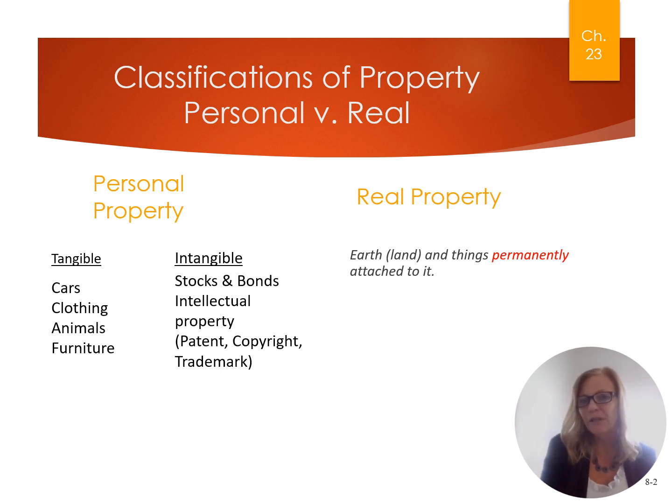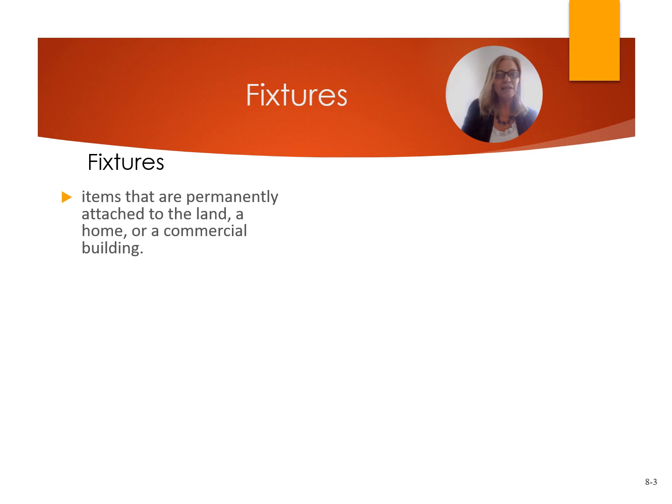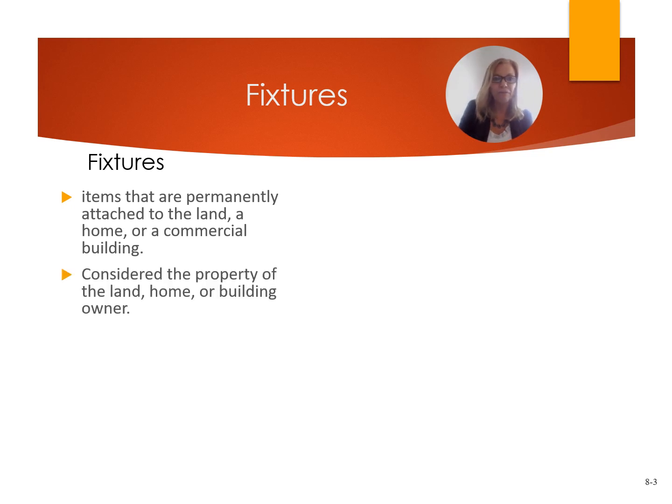So it's a little bit different than real estate because real property actually encompasses the trees and anything permanently attached to the land. We also have fixtures, and fixtures are basically items permanently attached to the land, a home or building, and they once were personal property, but they became so affixed that they become part of the real property. And they are considered the property of the land, home, or building. And I shouldn't say real estate, I should say the real property.